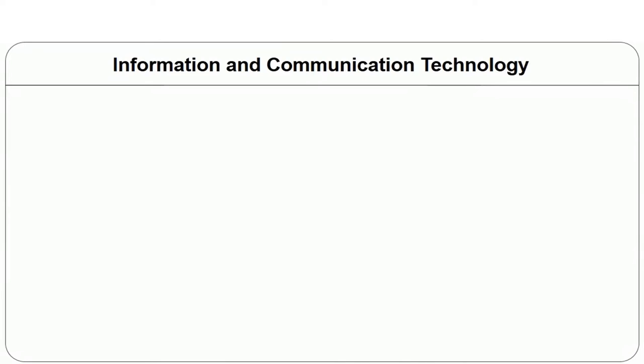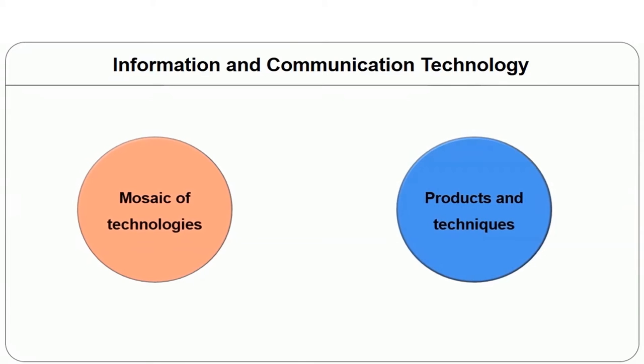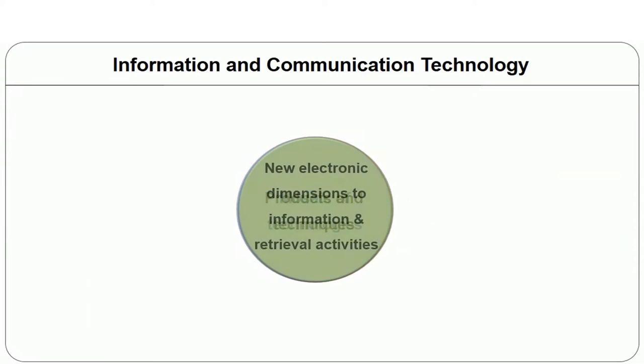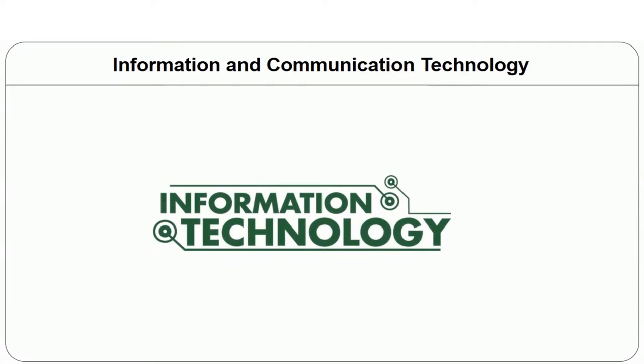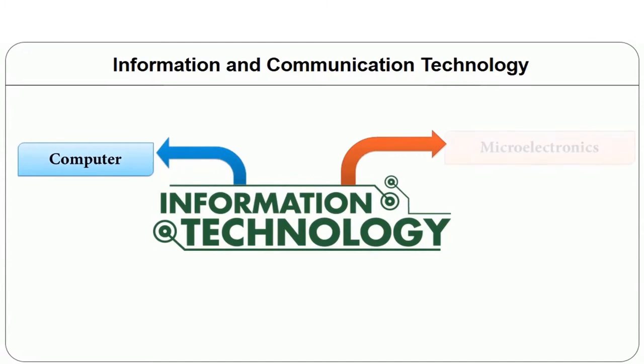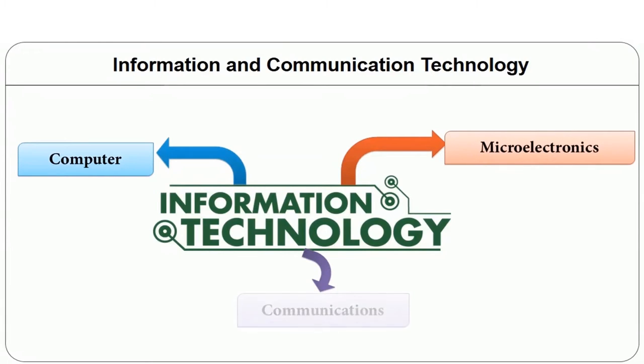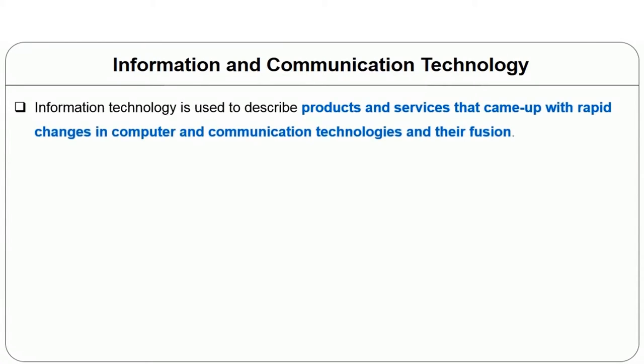The information technology refers to mosaic of technologies, products and techniques combined to provide new electronic dimensions to information and retrieval activities. The term information technology represents convergence of three strands of technologies, namely computer, microelectronics, and communication. Information technology is used to describe products and services that came up with rapid changes in computer and communication technology and their fusion.